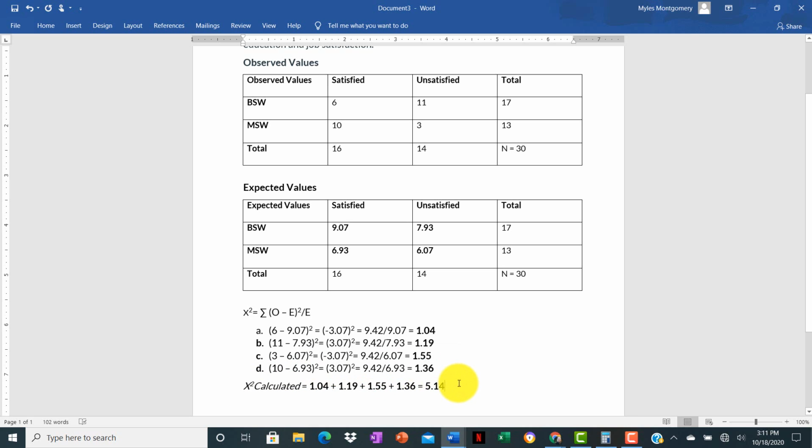So, they're not always going to be the same. Fact patterns are going to change, observed values are going to change, and therefore expected values are going to change. So naturally then chi-square calculated values are going to change depending on your fact pattern.